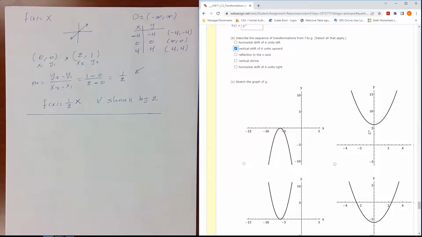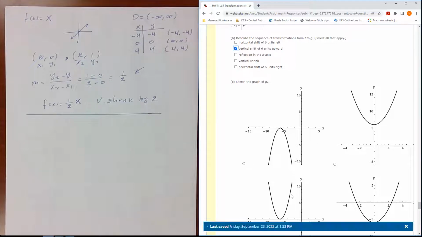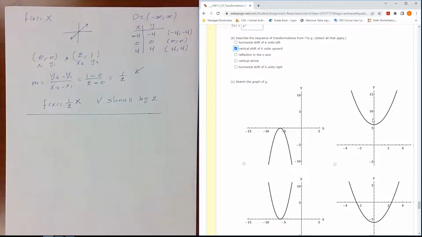That's the only graph shifted up, because this one is reflected, this one is shifted to the left, this one is shifted down. This one is the only one shifted up 6 units. So you're going to choose this graph.